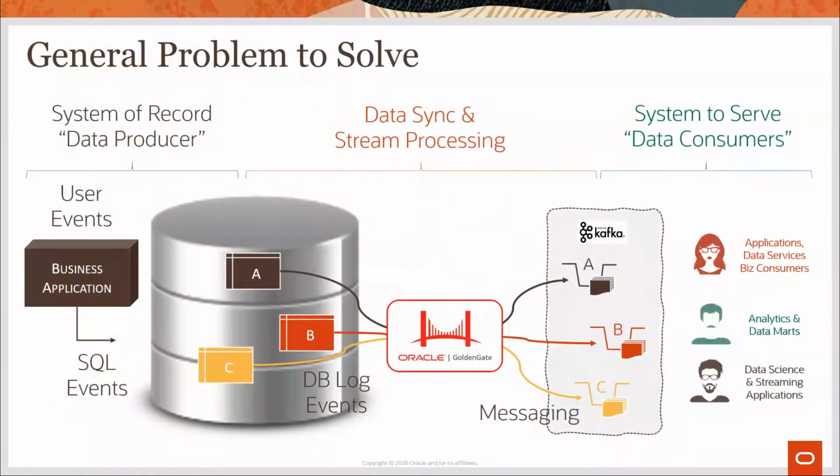A general problem that many of our customers are trying to solve by bringing Kafka into their architecture is how to efficiently reproduce transactions from the application system of record into a highly scalable publish and subscribe framework, which can then be used to serve data downstream to different data consumers.